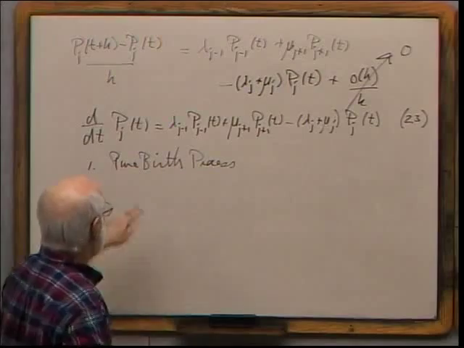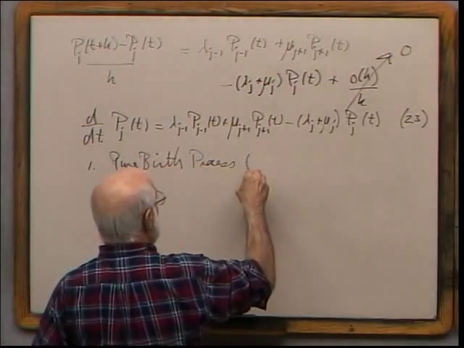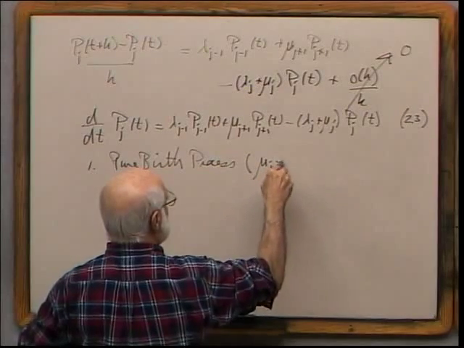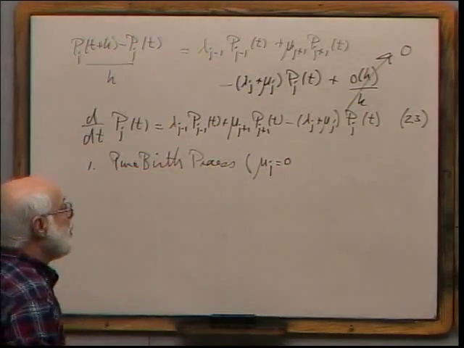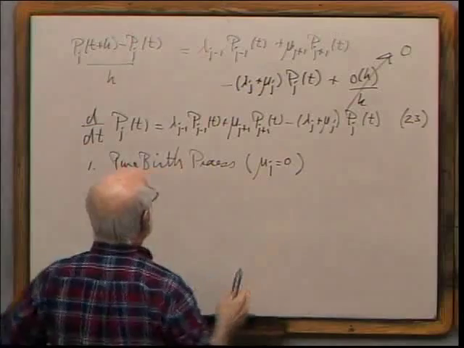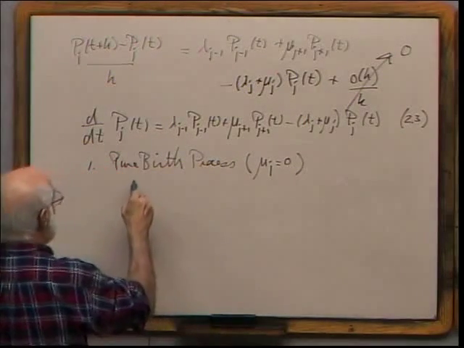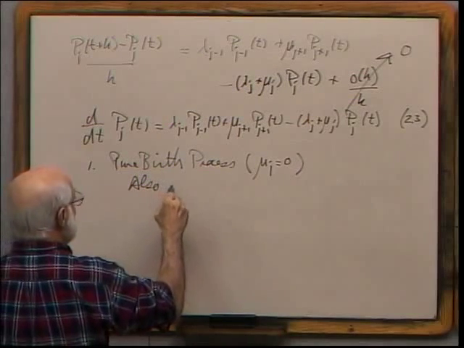So by pure birth process, that means that in these equations, I'm going to plug in all the mu's equal to 0. But also, I have to decide what the lambdas are. So I'm going to also assume that the lambdas are constant.